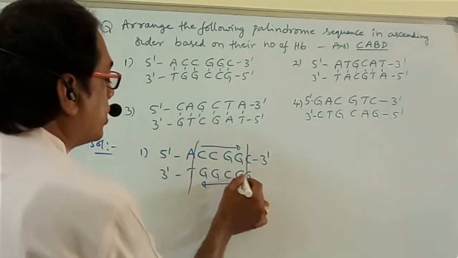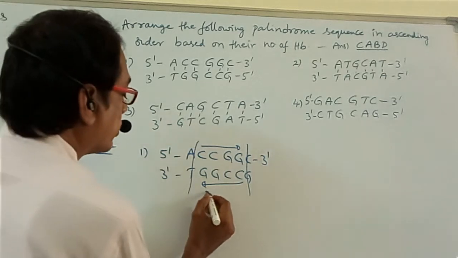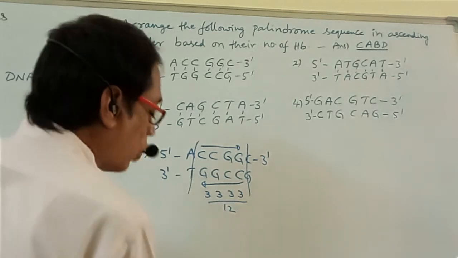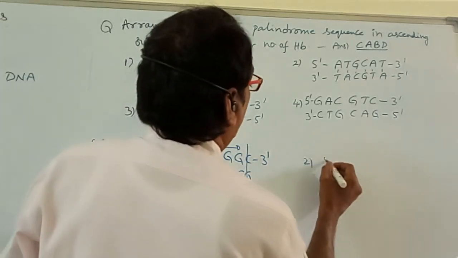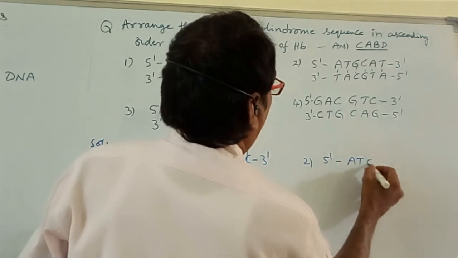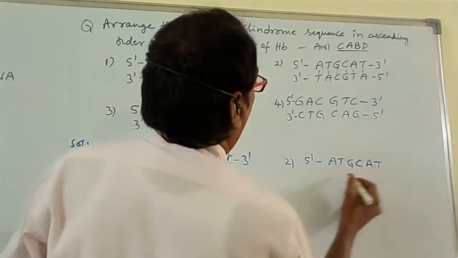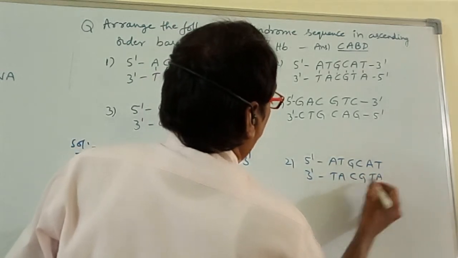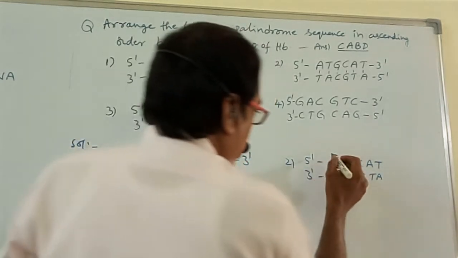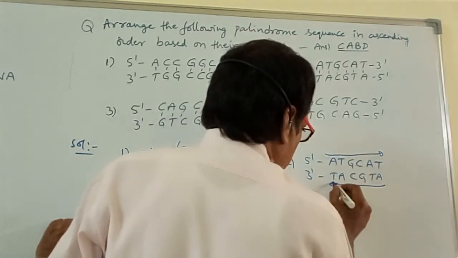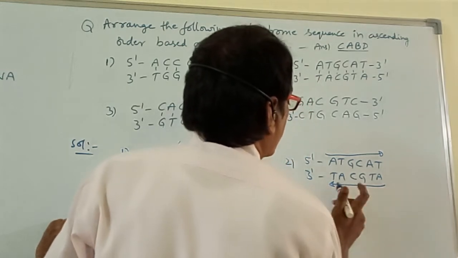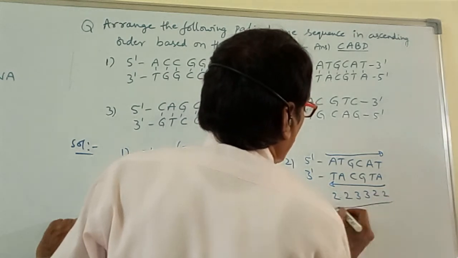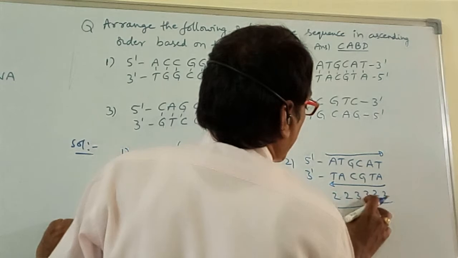See, CCGG. Number of hydrogen bonds 3, 3, 3, 3. Total 12. And second option: ATGCAT, TACGTA. ATG. So the entire thing is a palindrome sequence. Number of hydrogen bonds 2, 2, 3, 3, 2, 2. Total 2, 4, 7, 10, 14.